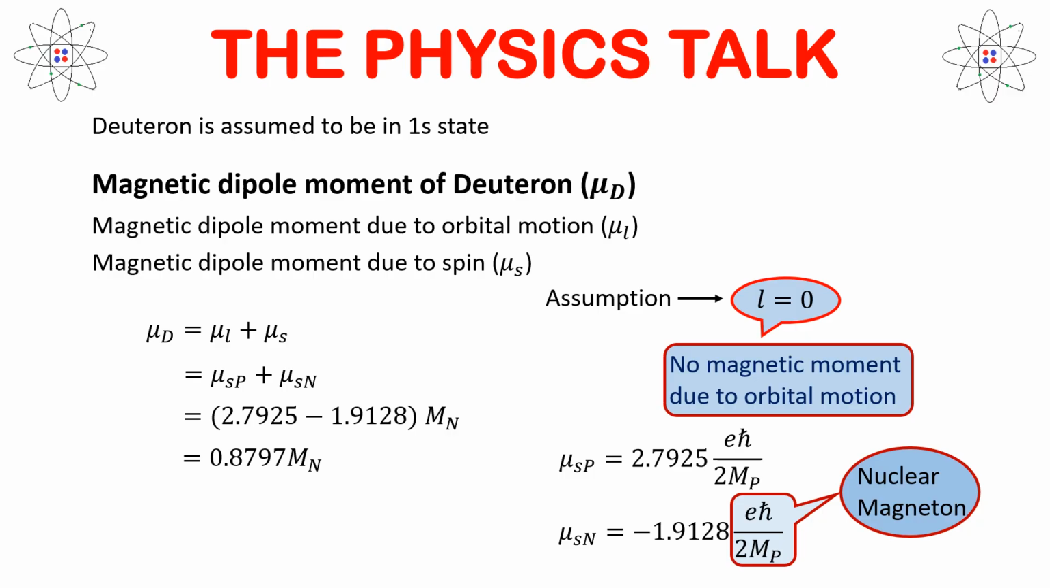However, when determined experimentally, this comes out to be 0.8574 magneton. So there is a mismatch of 0.0223. Although the discrepancy is small, it requires explanation. So let us revisit the calculations done.